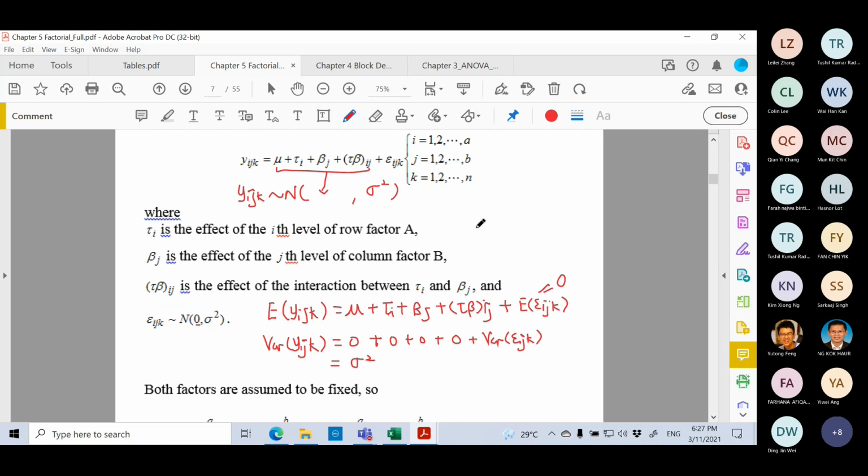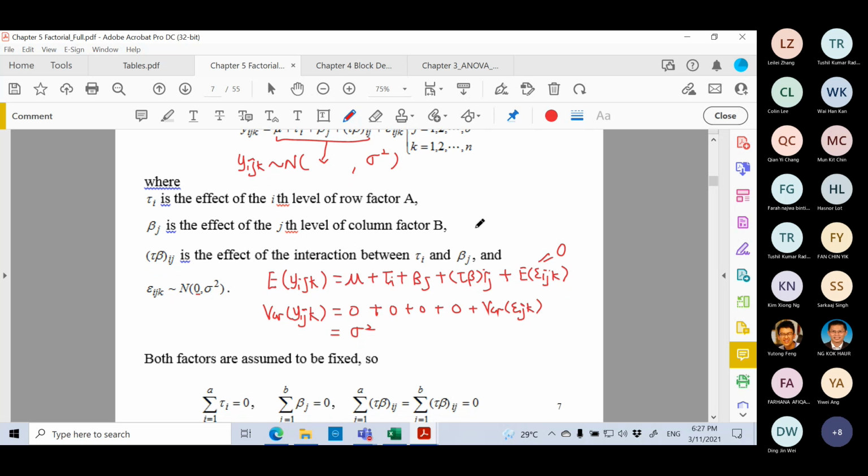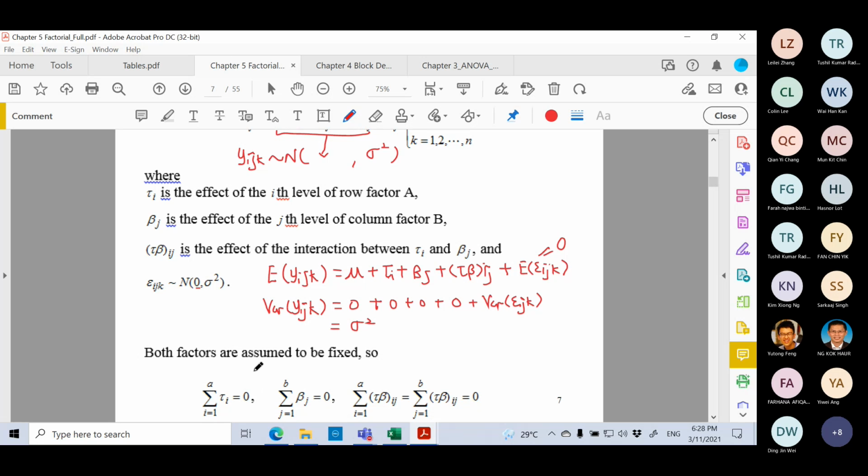Okay, and then furthermore, we study a fixed effect model. When we study the fixed effect model, these are the constraints we have. The first one is the summation of tau i equal to 0. Okay, the sum of all the effects will equal to 0. The second one is the sum of beta j equal to 0. And then we sum the tau beta along i from 1 until the a levels, or along the b levels, they will also equal to 0. So these are the assumptions under the fixed effect model.